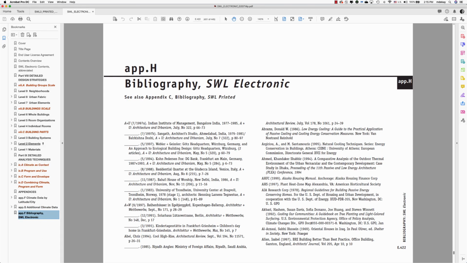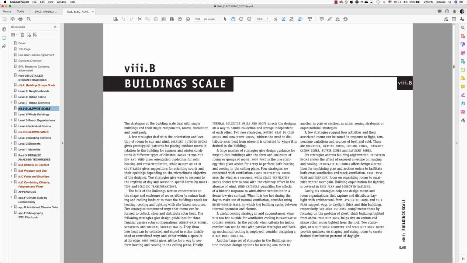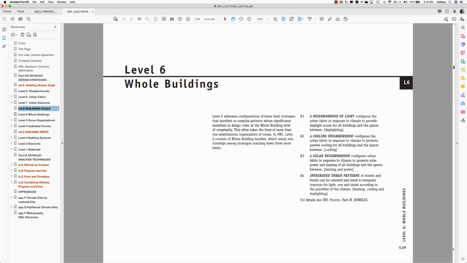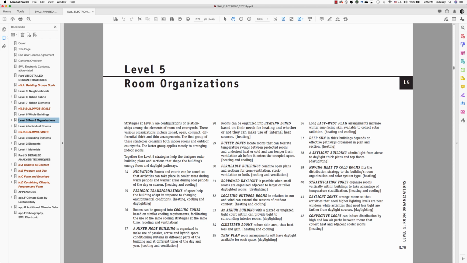One more thing we might point out, up at each one of these scales, there's an intro that talks about the scale and the strategies at that scale. And then when you get to a particular level, it'll give you the names, numbers, and so forth, and statements of the strategies at that level. So for instance, level 5 room organizations, you can get an overview of what's happening at that scale. That's another way to find what you're looking for.